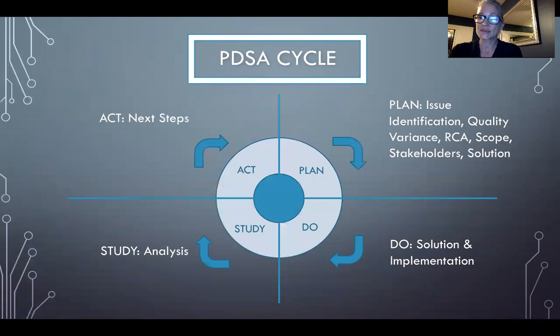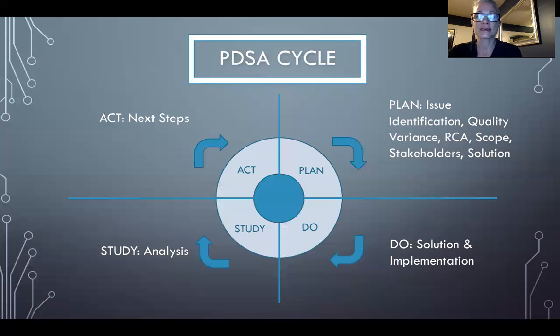So first, we're going to review what the PDSA cycle is. There are 4 steps. The first one being the plan, where you identify the issue. Look at the quality variance, which is the performance standards. You're looking at the root cause analysis. The scope, we're going to look at who is involved, the stakeholders, and then begin the solution process. We move on to do, which is the solution and implementation, and showing the various things that we're going to do to address the issue.